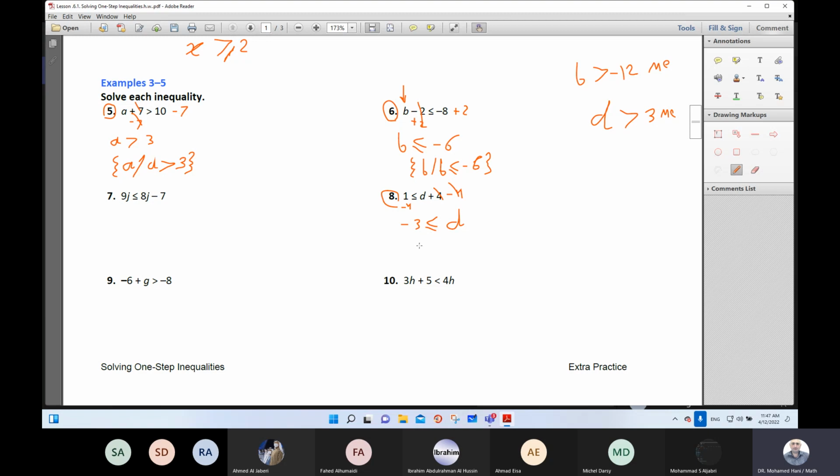So D greater than or equal negative 3. The set of solution: the variable D such as D greater than or equal negative 3. Now I want from all to solve number 9, please.